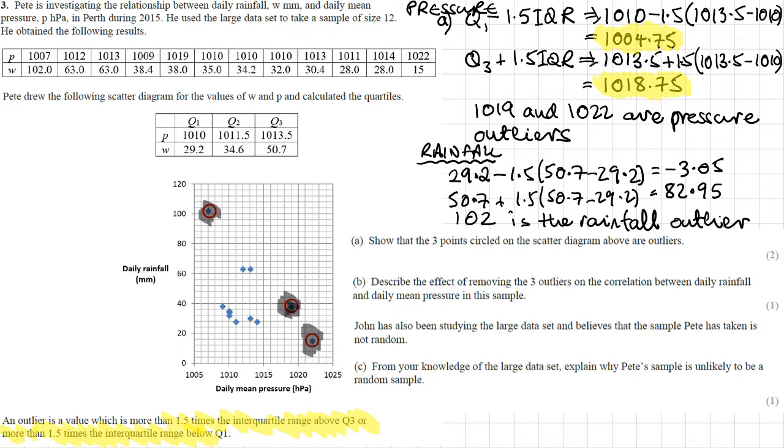So we'll just write that down. Part B, describe the effect. The correlation changes from negative to no correlation.